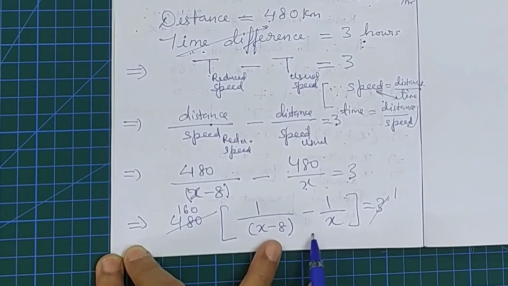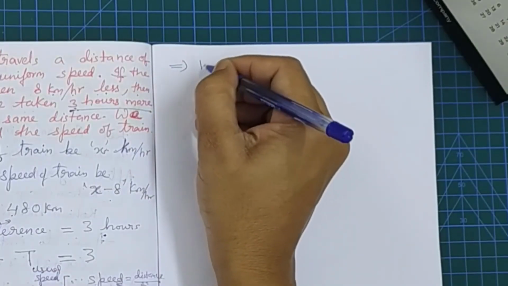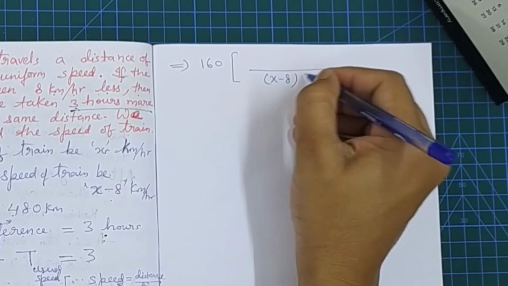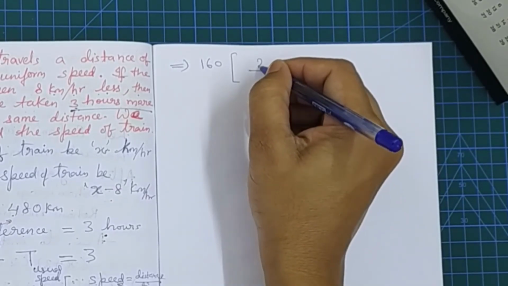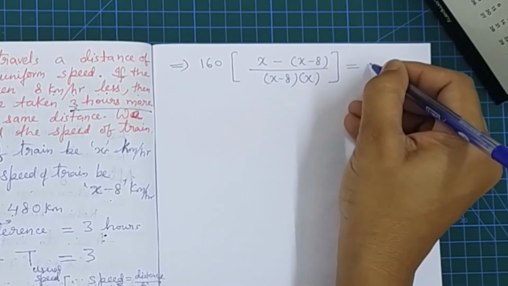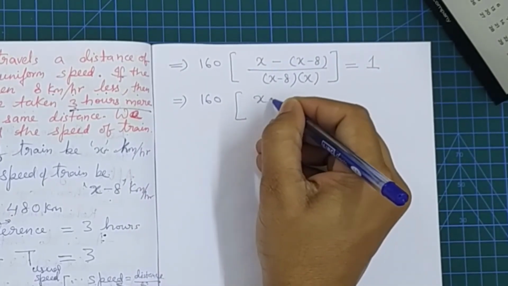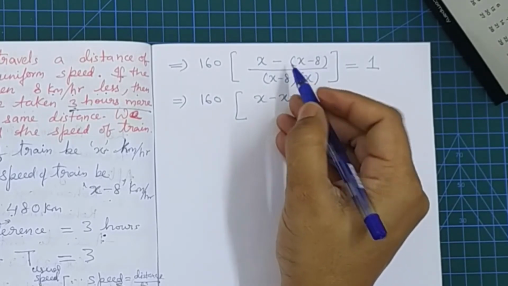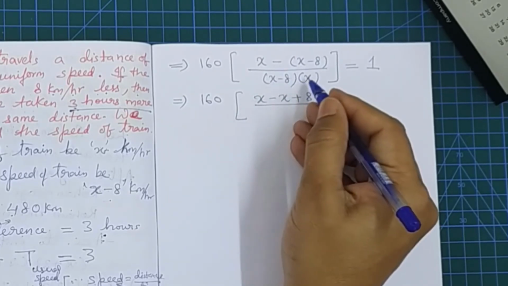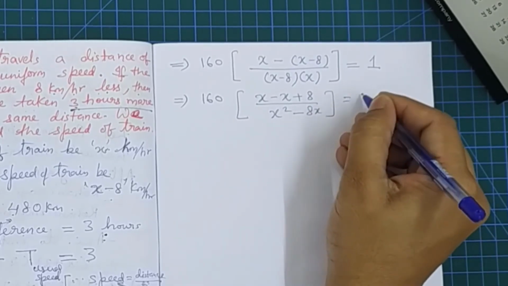In the bracket we should take the LCM, the way we subtract fractions. So we have here 160, and the denominator is x minus 8 times x, and here we have x minus x minus 8. This is how we add or subtract fractions. On the other side 1. The continuation step: 160 times x minus x plus 8. Be careful, minus is distributed over the bracket, and here x will distribute over the bracket. X times x is x square minus 8x. On the other side 1.